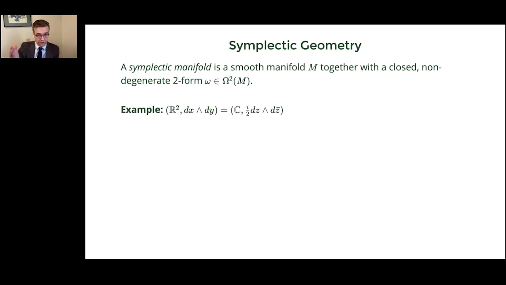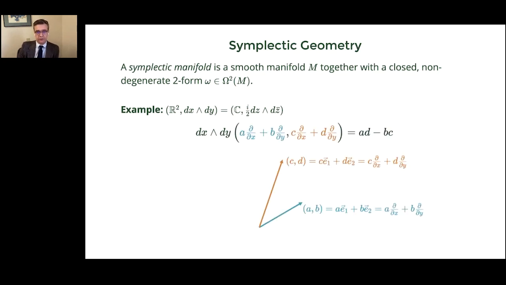So the canonical example is the plane with the standard area form, which I will also think of as the complex plane with the form i/2 dz wedge dz bar. Let me just remind you briefly how forms work. A two-form is going to input a pair of tangent vectors at a point and output a number, and it's supposed to do it in an alternating way. So if I input the vectors (a, b) and (c, d), then what this spits out is ad minus bc, just the determinant of the 2x2 matrix.